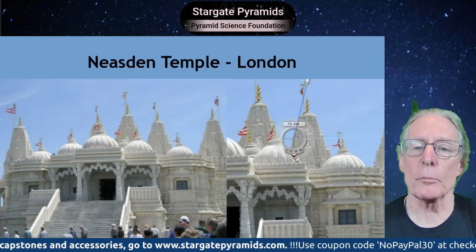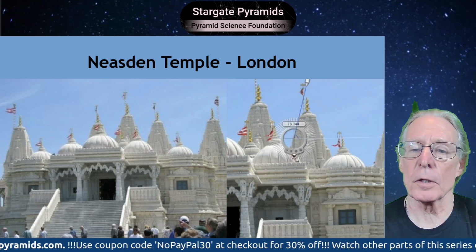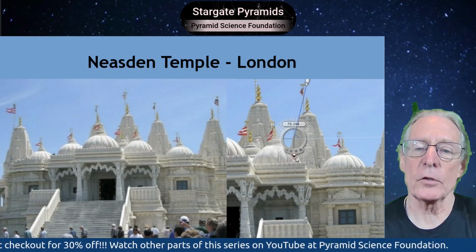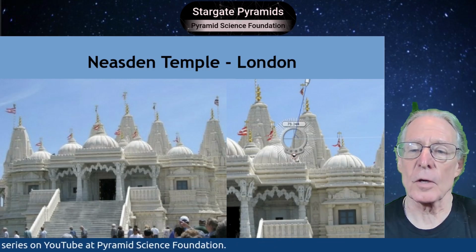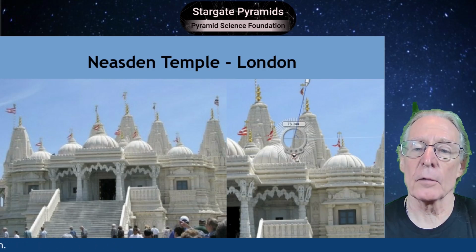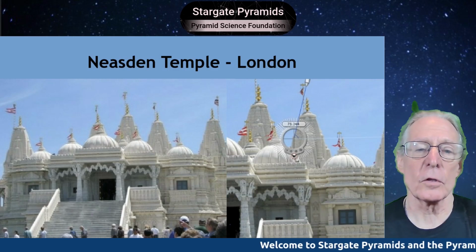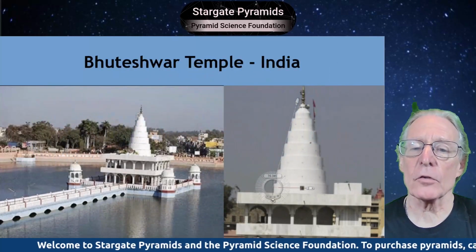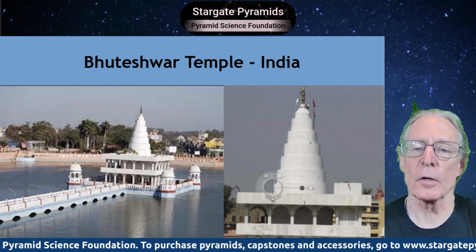This is a contemporary example. It's called the Neasden Temple. It's a contemporary temple in London, England, and you notice that 76,345 is demonstrated throughout this temple complex, and the fractal nature of this northern Indian Nagara style is shown as well. But now let's go back to some of the more ancient examples of these temples.